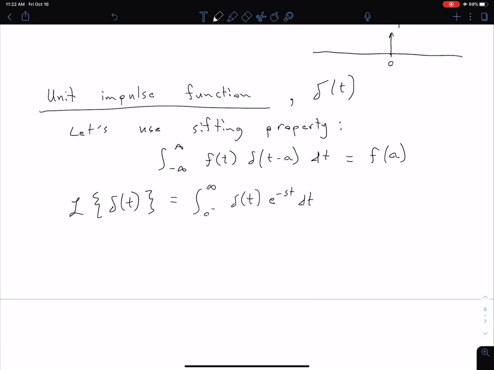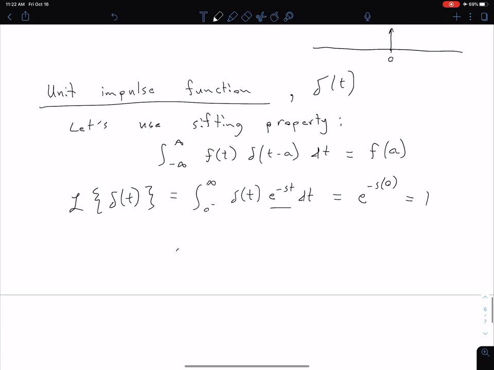So with a equals 0, our f of t in this case is this e to the minus st, so we have e to the minus s, and now our t is 0. So of course that's just e to the 0, which is equal to 1. So for our impulse function, delta of t, we now have the Laplace transform pair that goes to 1 in our frequency domain.